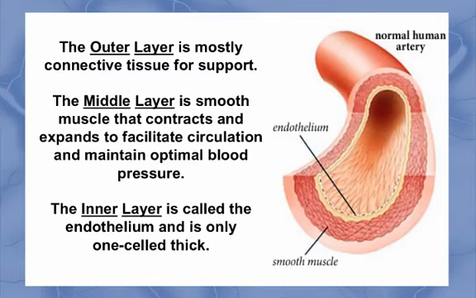As you can see by the slide, arteries are made up of three layers. The outer layer is mostly connective tissue to provide support to the inner two layers. The middle layer is smooth muscle. This smooth muscle contracts and expands to facilitate circulation and maintain optimal blood pressure. The inner layer is called the endothelium. It's only one cell thick and it protects the integrity of the entire cardiovascular system through a wide range of biochemical actions, one of which is the production of a gas called nitric oxide.